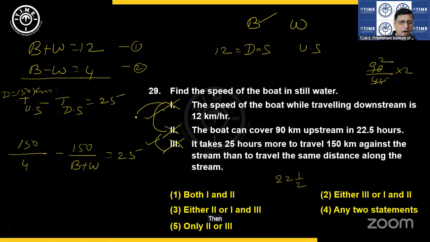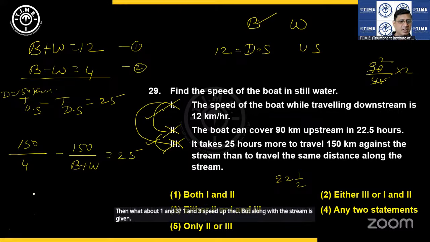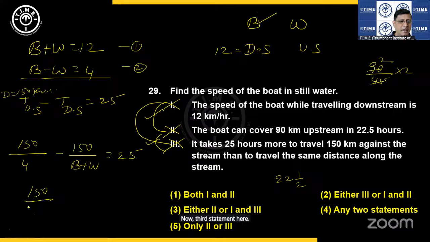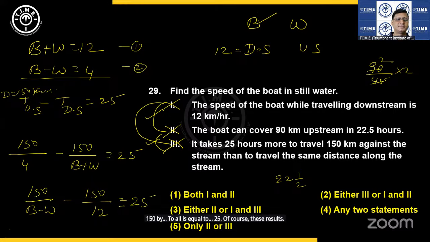Then what about 1 and 3? In 1 and 3, the speed of the boat along with the stream is given. Now in the third statement, 150 by B minus W, 150 by 12 is equal to 25. Of course, this also we can find. B minus W we get, already B plus W we have, so we can find the answer.